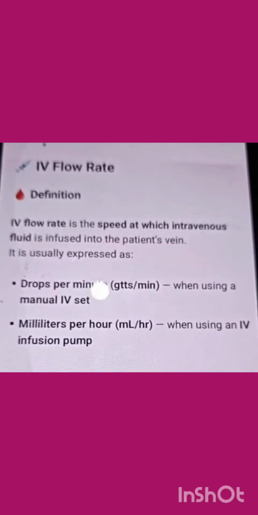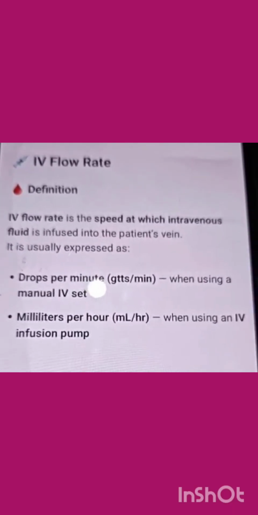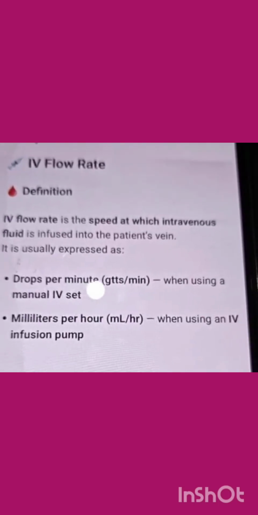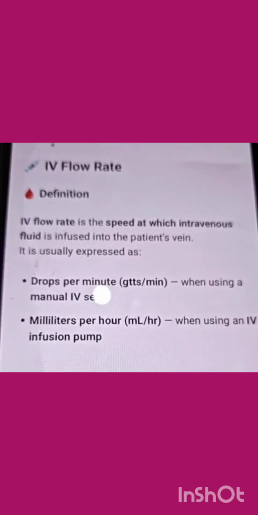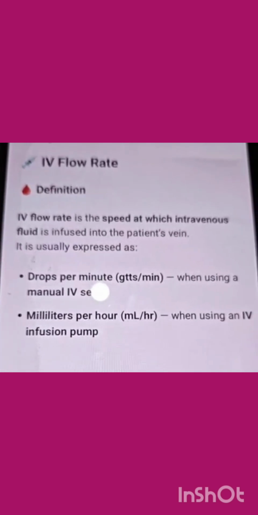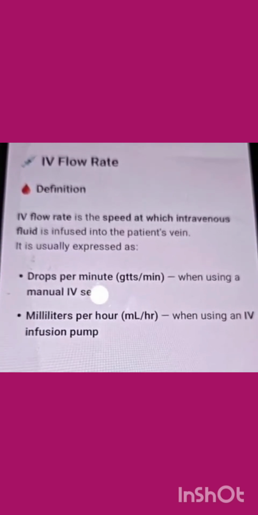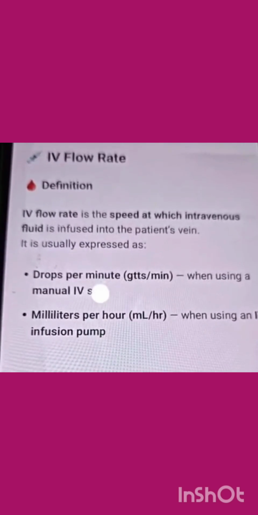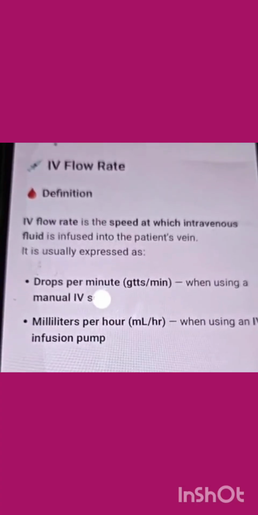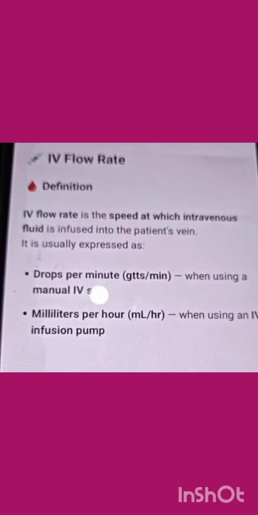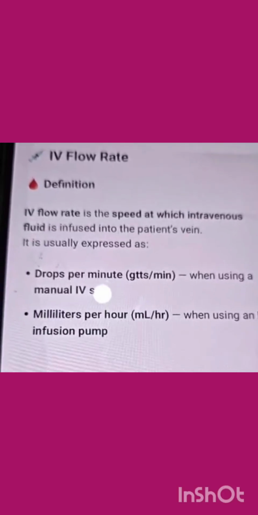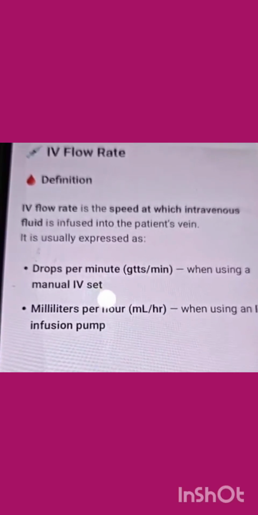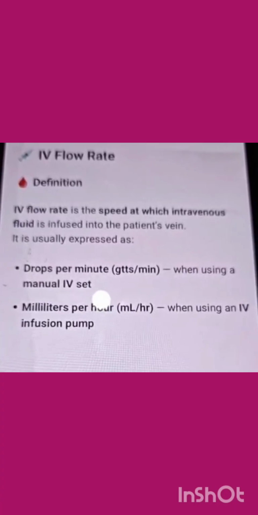If it finishes before, it can lead to fluid volume excess, which is not good for the patient's body. So it is very important for nursing students and nurses to know about the calculation of IV flow rate. This IV flow rate is calculated in two ways. One is drops per minute when we use the intravenous infusion set. Next is milliliters per hour when we use the infusion pump.